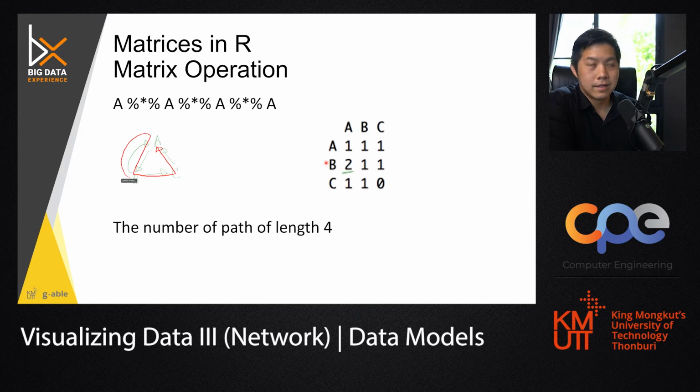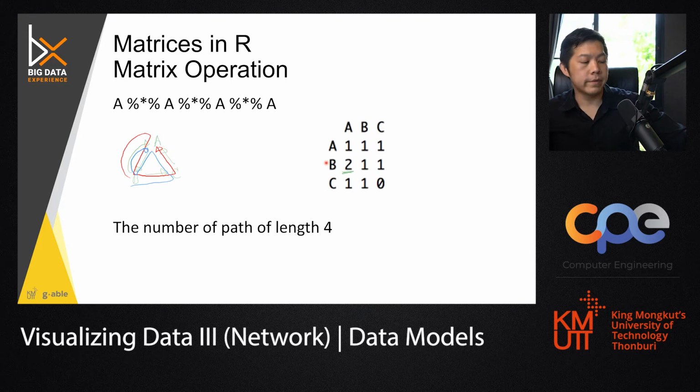This is the first path. Another one, let me use another color. Right, another one is 1, 2, 3, and 4. Right, you have two possible paths of length 4 to traverse from B to A. That's why you get the result of 2 there. Okay, so in other words, if you represent the graph as an adjacency matrix and then multiply the matrix together, the result that you get is the number of paths that let you travel from one node to another node.